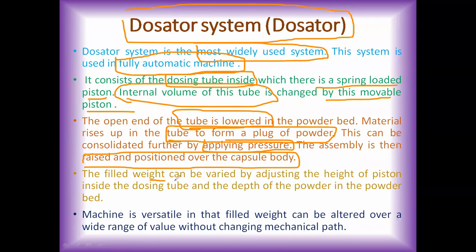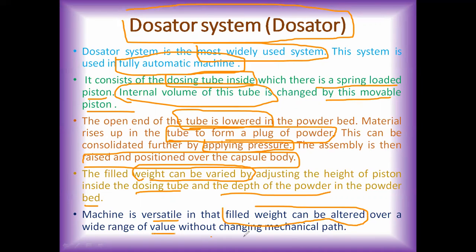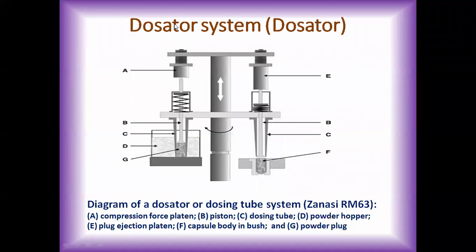The fill weight can be varied by adjusting the height of the piston inside the dosing tube and the depth of the powder in the powder bed. This machine is versatile in that the fill weight can be altered over a wide range of values without changing the mechanical path. Now from this schematic diagram, this will be more clear to you. So this is the diagram of a dosator or dosing tube system.